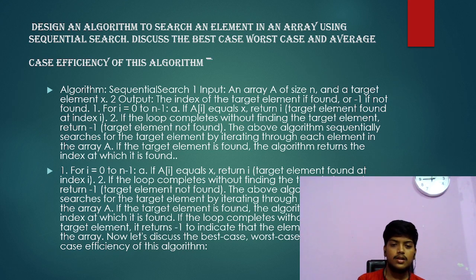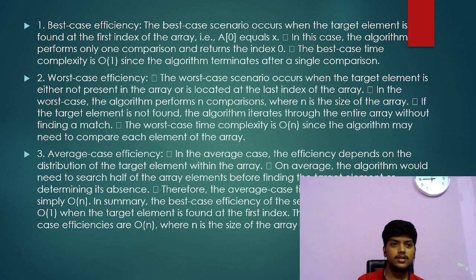So let's discuss best, average as well as worst case. Best case efficiency: the best case scenario occurs when the target element is found at the first index of an array, such as a of 0 equals x. In this case, the algorithm performs only one comparison and returns the index. Best case time complexity is O of 1, since the algorithm terminates after a single comparison.